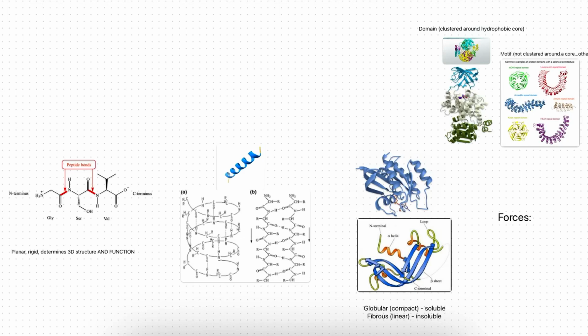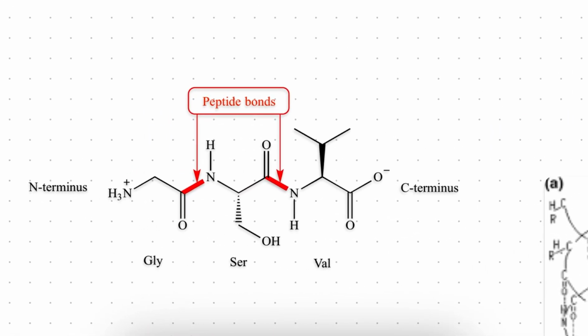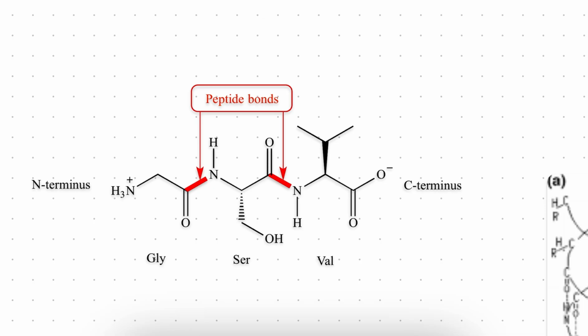Today's video, we will explain the structure of primary to quaternary proteins, as well as the forces that hold them together. So at the end of the day, a protein's structure and function is determined by the primary structure. Primary structure is the sequence of amino acids. Amino acids are connected by peptide bonds, which are also the amides.